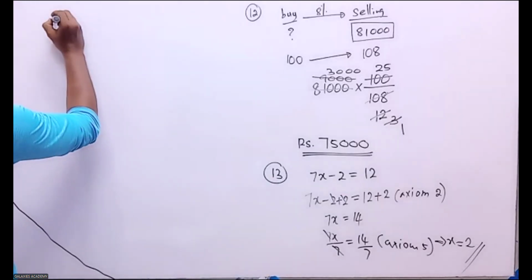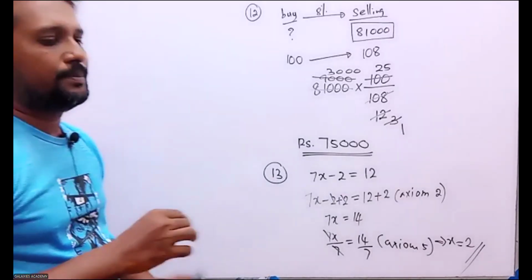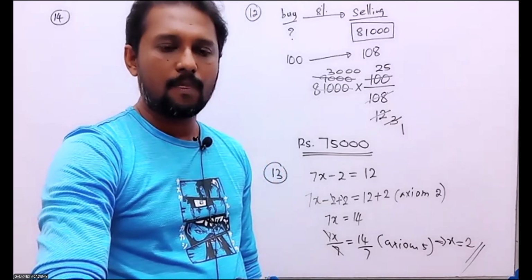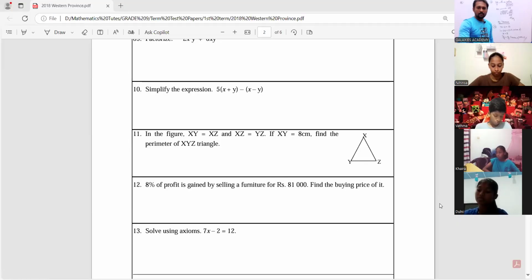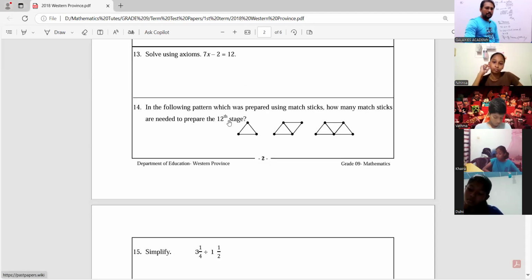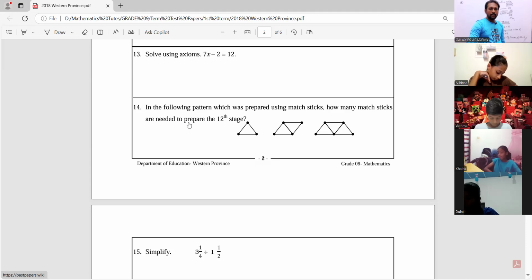Okay, then look at question number 14. Right, question number 14 is given. In the following pattern, which was prepared using matchsticks, how many matchsticks are needed to prepare the 12th stage? Right, quickly can you tell me the first stage, how many matchsticks are used? 3.